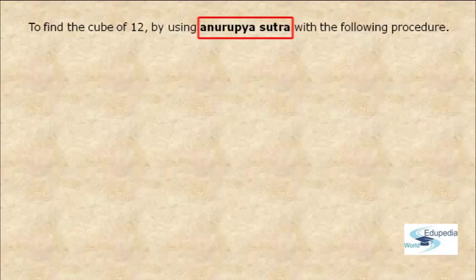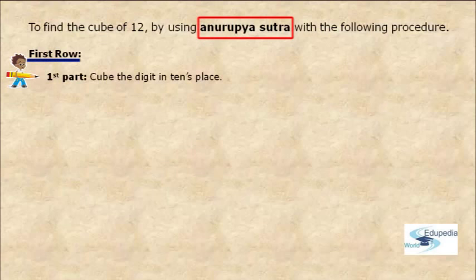We will be having 3 rows with a different number of parts of process. Coming to the first row, first part, we cube the digit in tens place. In the number 12, the digit in tens place is 1. By cubing 1, we get 1 as the answer.